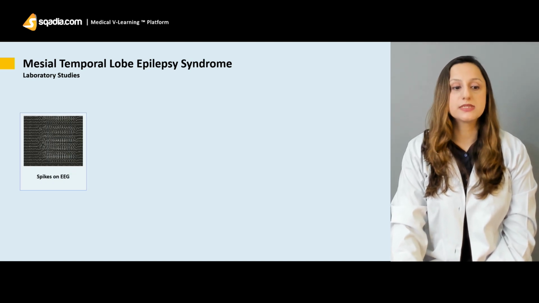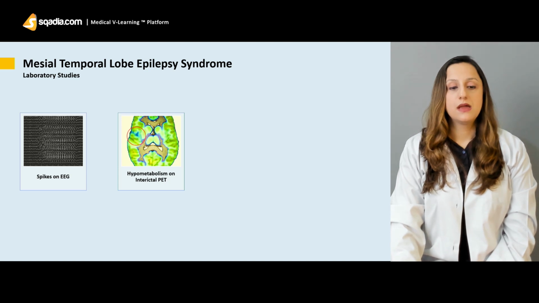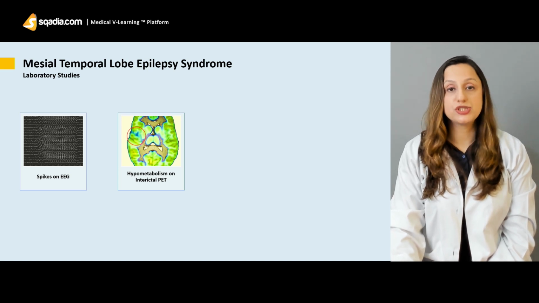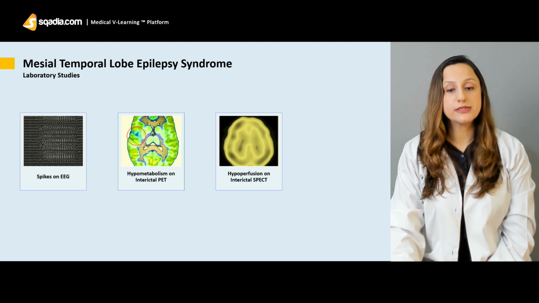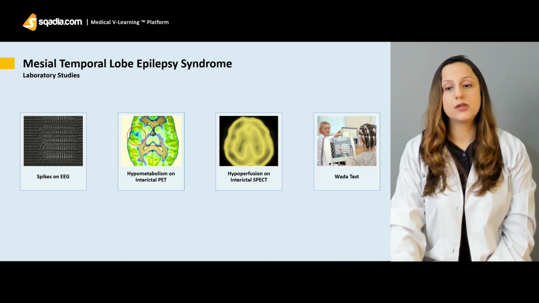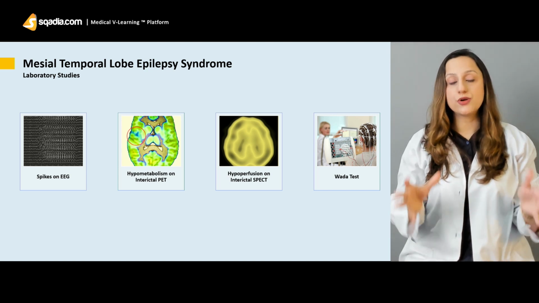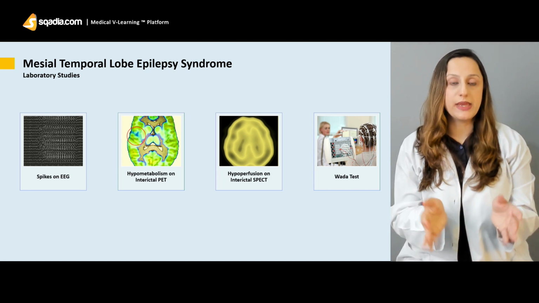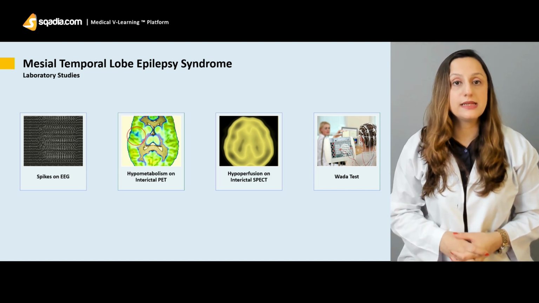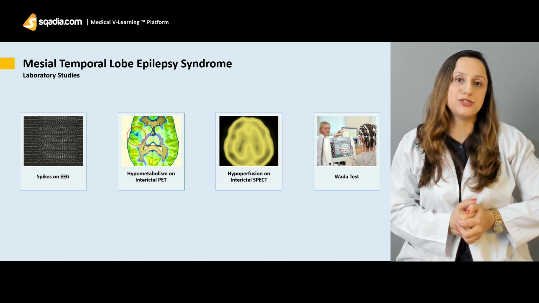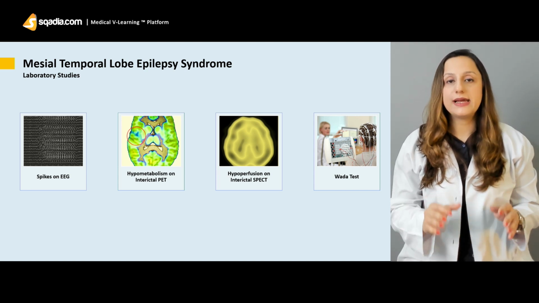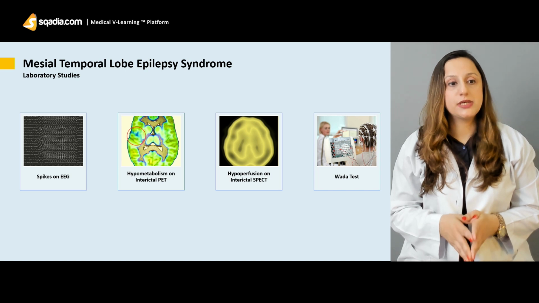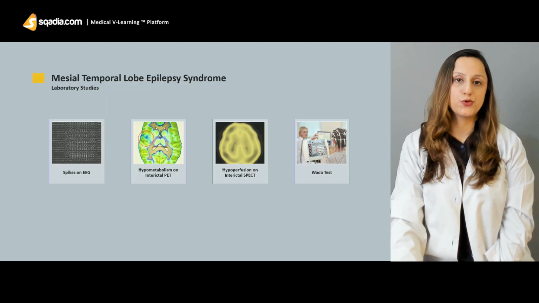Then a lot of lab studies, for instance, the spikes on the EEGs, are noted down. You also look for hypometabolism on the interictal positron emission tomography and hypoperfusion on the interictal SPECT studies. Then we have a test in which you basically put a lot of electrodes on the cranium, and then you look for the different activities of the different lobe areas. This is known as the WADA test, and it's basically going to highlight what lobe is involved in the seizure activity. So these are some of the specialized lab techniques that you're going to resort to when diagnosing a patient with the mesial temporal lobe epilepsy syndrome.